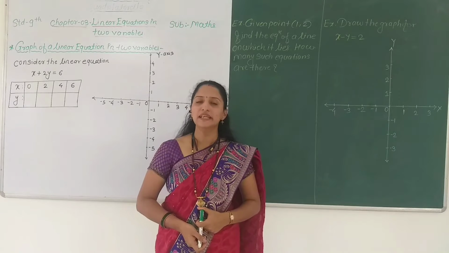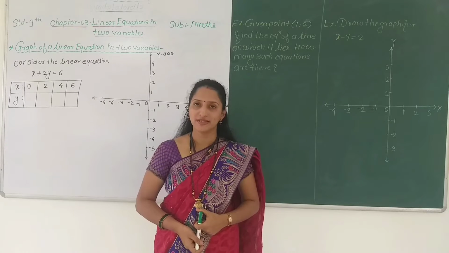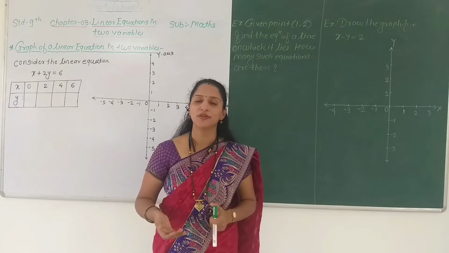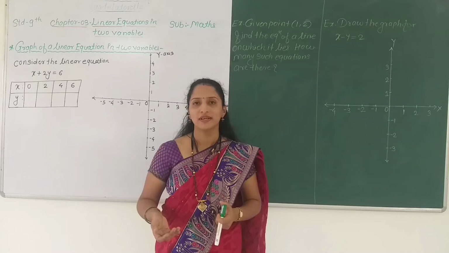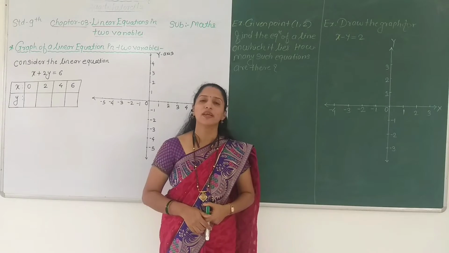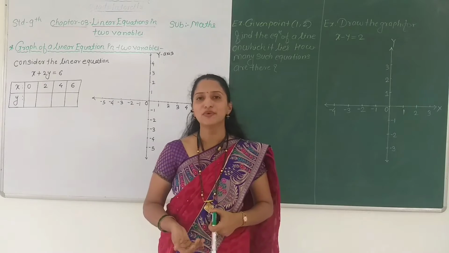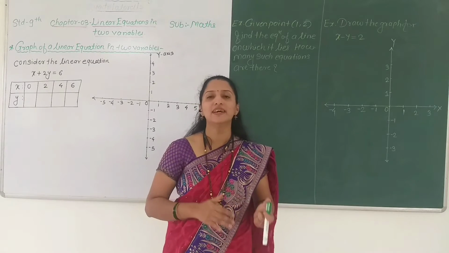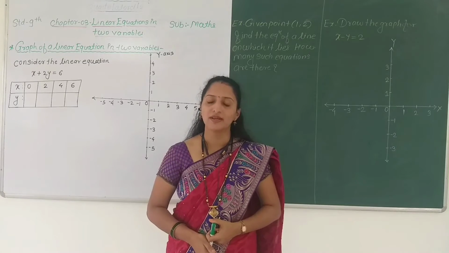You have learned linear equations in two variables. All of you know what linear equations mean: the degree of the polynomial or degree of the equation is 1. Then these equations are called linear equations. When two variables are used in the equation, these equations are called linear equations in two variables.